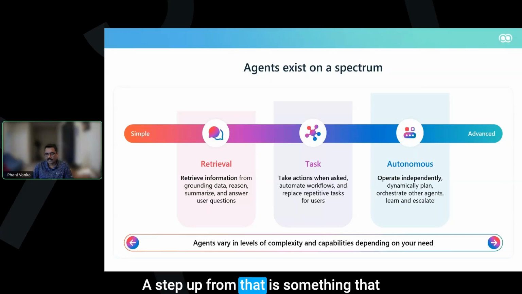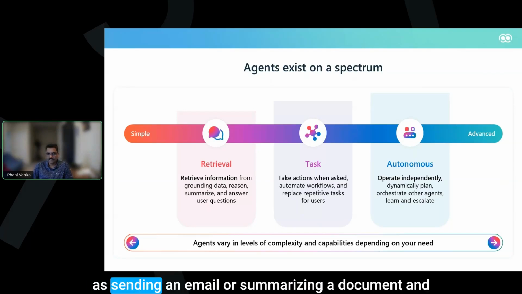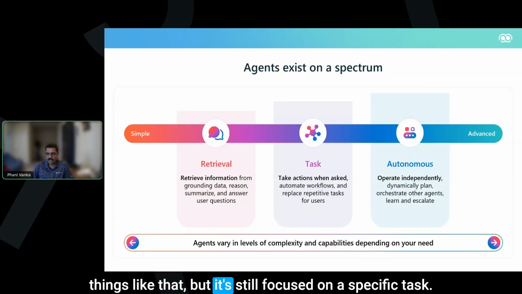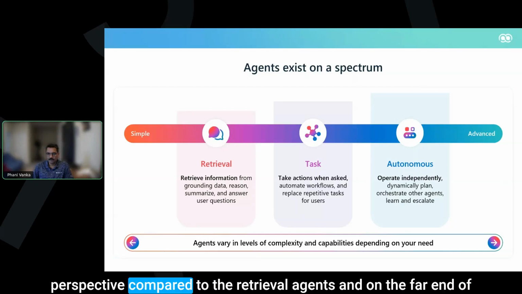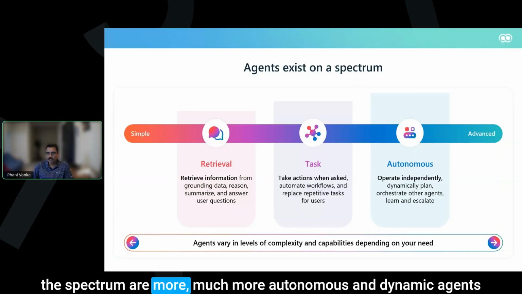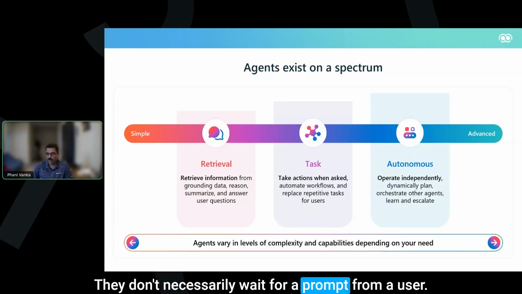A step up from that is something that can perform certain tasks on your behalf. You're still prompting the agent to do something such as sending an email or summarizing a document and things like that, but it's still focused on a specific task. So not too complex, but we are increasing a little bit from a complexity perspective compared to the retrieval agents. And on the far end of the spectrum are much more autonomous and dynamic agents that can continuously monitor your environment and take actions. They don't necessarily wait for a prompt from a user.